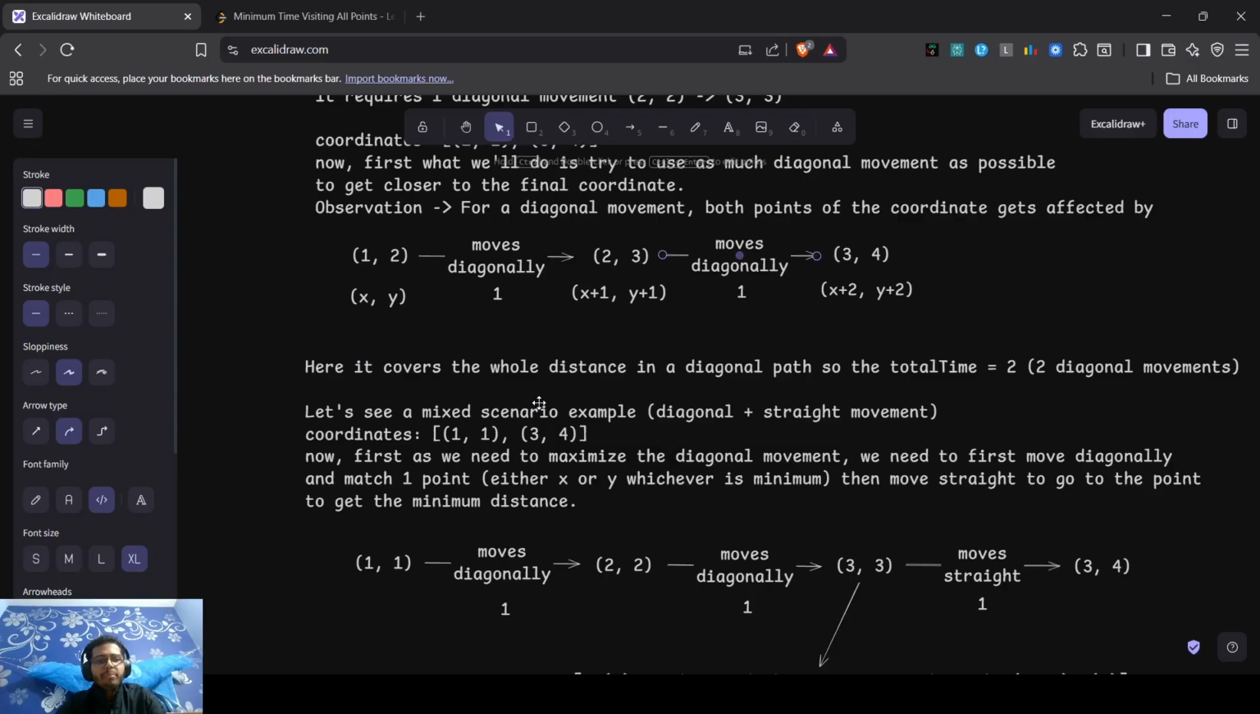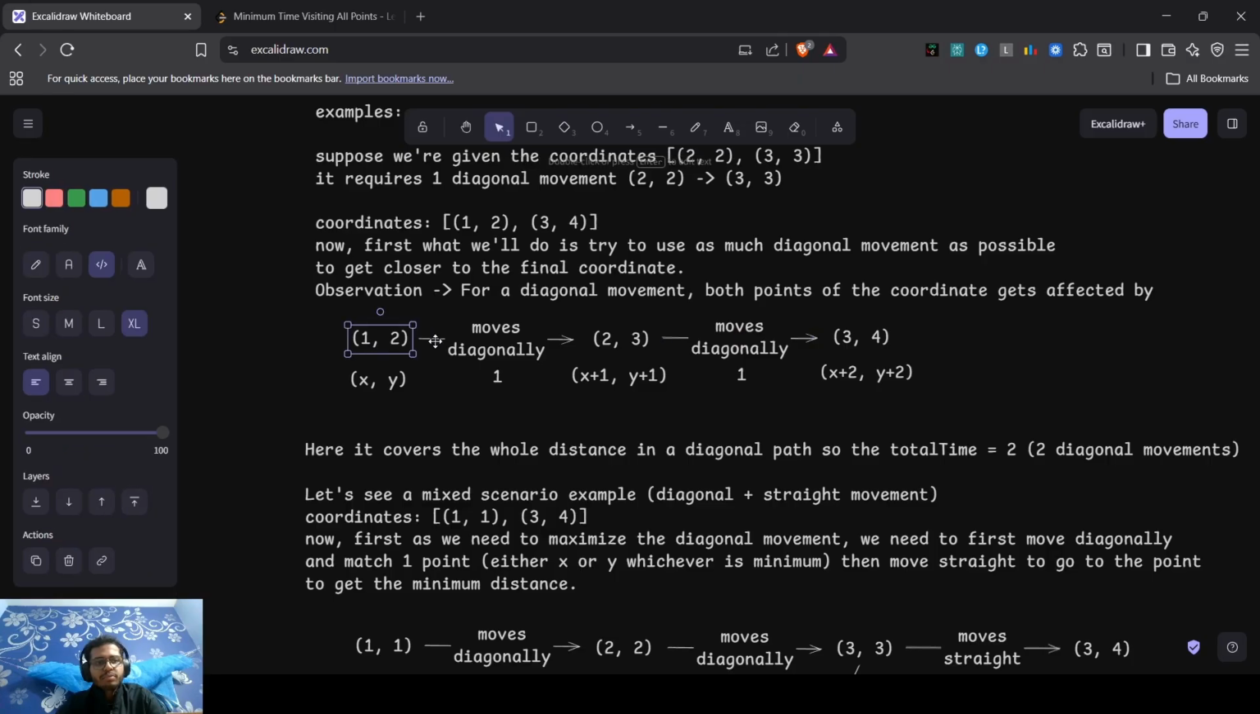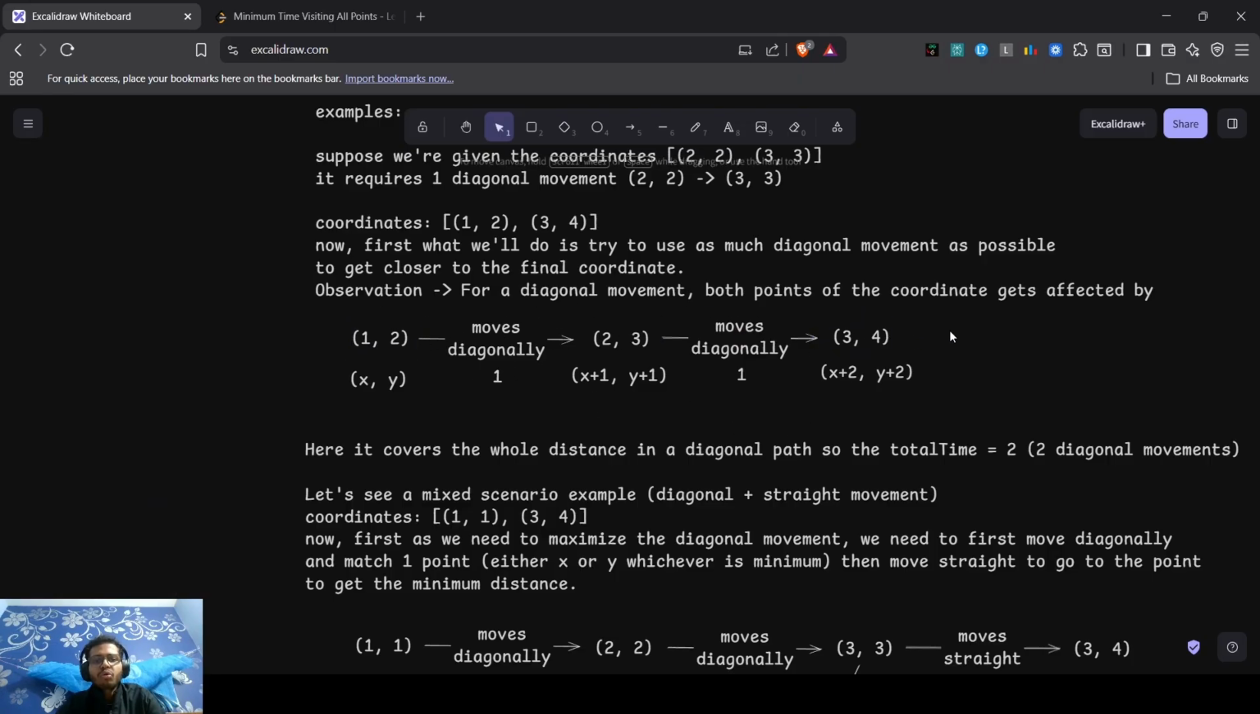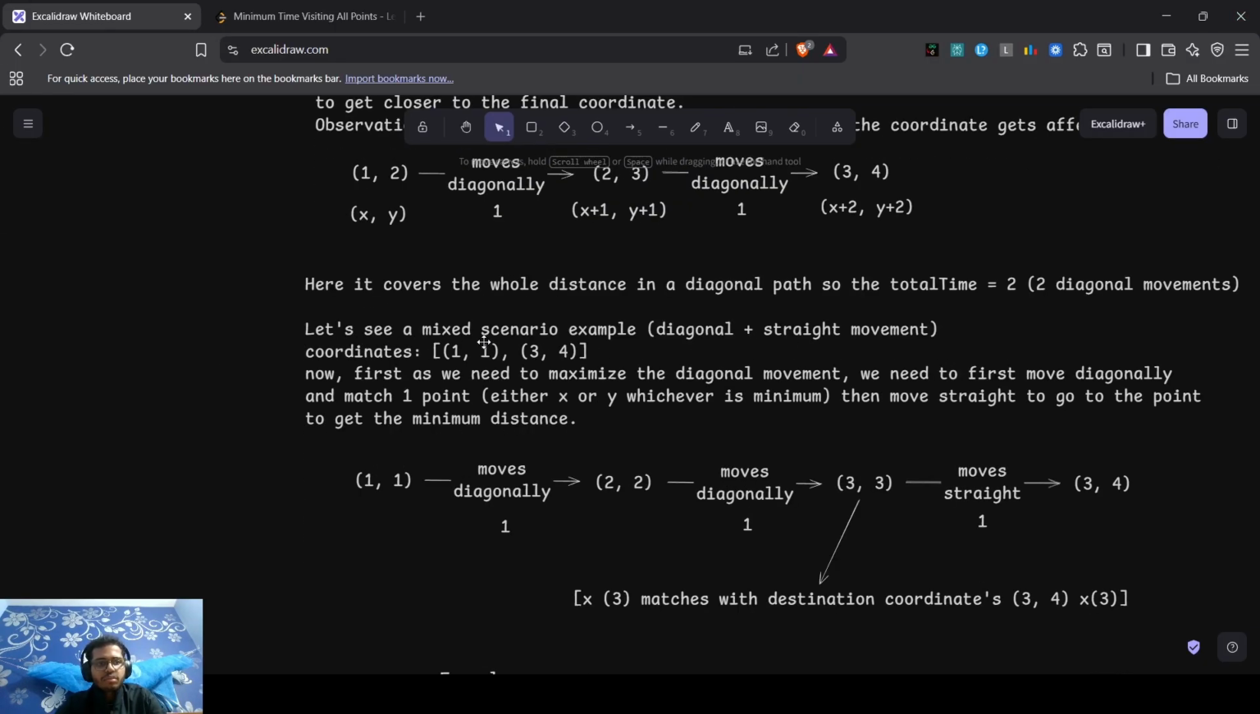Let's see a mixed scenario. Here we needed to go from 1 comma 2 to 3 comma 4, and we achieved that only with diagonal movements. So we don't need to go vertical or horizontal or a straight path. Now let's see a mixed scenario where we need a diagonal plus straight path. The coordinates are 1 comma 1, 3 comma 4.